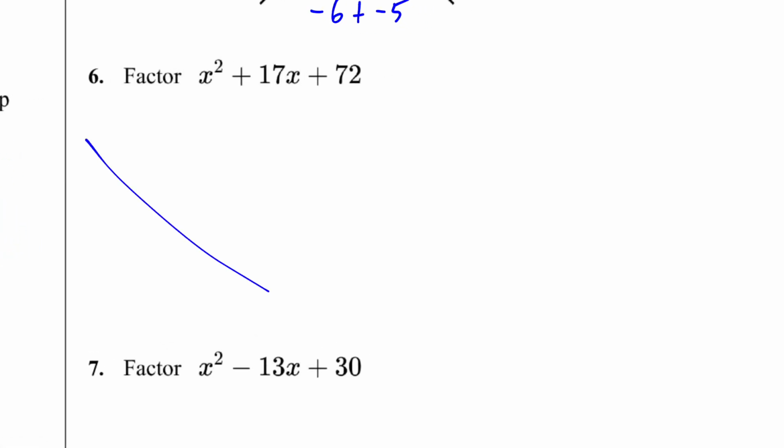For this one, it starts off the same. We put 72 on top and 17 on bottom. So right here goes on the top, right here goes on the bottom. We don't bring the X, but we do bring the signs. These are both positive. So factors of 72.